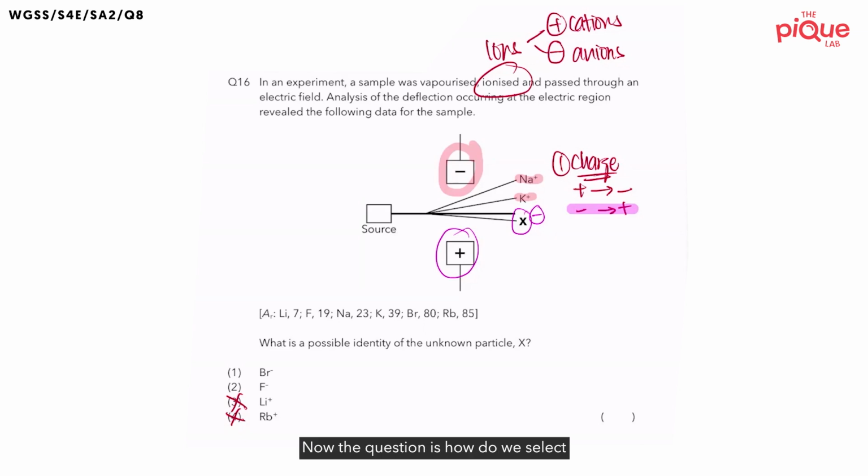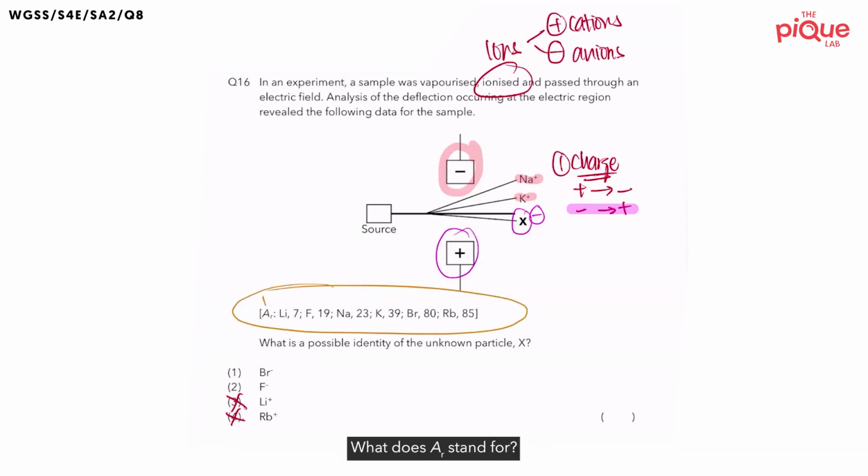Now the question is, how do we select between options 1 and 2? Take another look at this question. Do you see any other clues? Do you see this bracket over here? If you don't know what this means, ask yourself, what does Ar stand for? Ar stands for the relative atomic mass. And the main thing that I want you to look out for here is the mass.